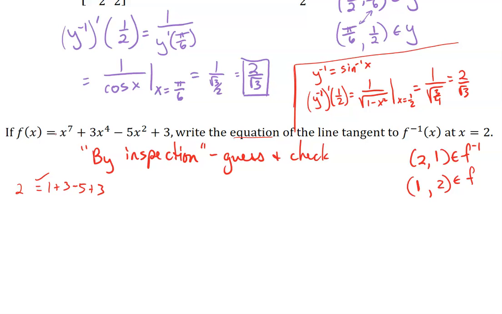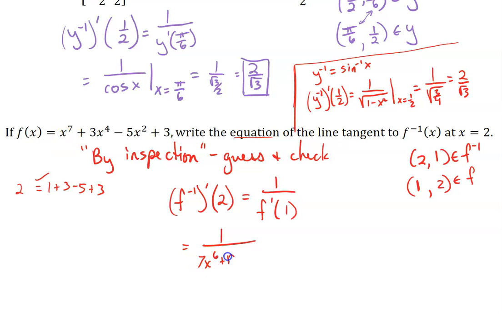Okay, so now we are looking for the equation of the tangent line, meaning we need a slope and we need a point. So to get our slope, we're going to start with f inverse prime of, and then the x coordinate here is 2, and that's equal to 1 over the derivative of the original function at the corresponding point, which is 1. So then 1 over, and then taking the derivative, that's 7x to the 6th plus 12x cubed minus 10x at the point when x is equal to 1. So we get 1 over 7 plus 12 minus 10, which is 7 plus 2, so 1 over 9.